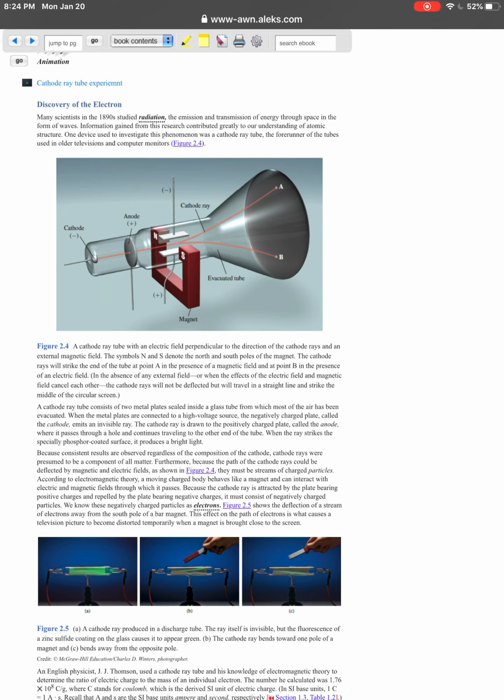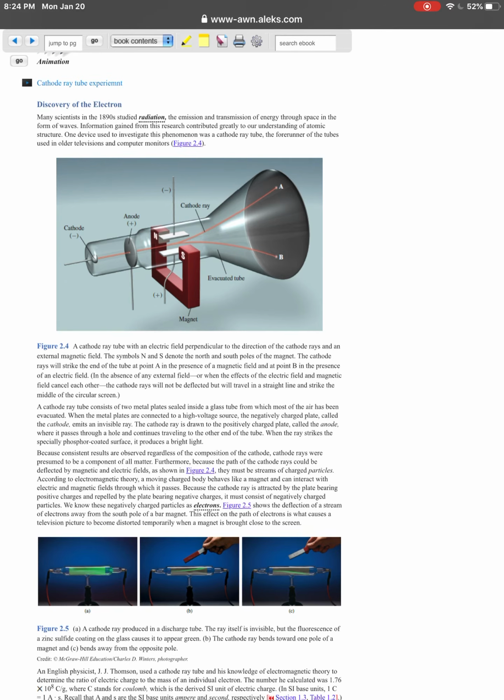The discovery of the electron is given here. This picture here in figure 2.4 is a cathode ray tube. That technology was used throughout the 20th century for television sets. Essentially, electrons are accelerated toward a glass screen, and when the electrons collide with phosphors on the inside surface of the glass, light is produced, and that gives you a television set.